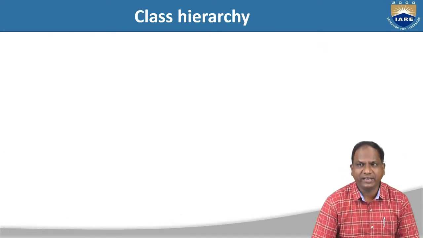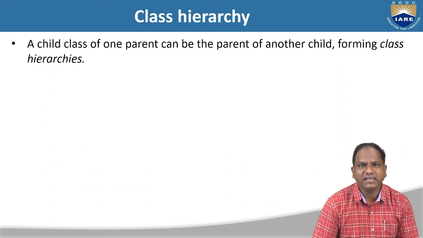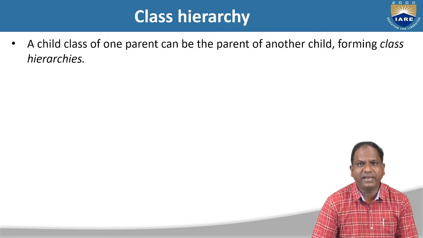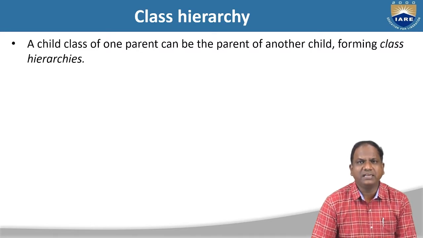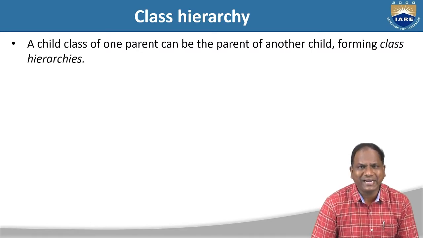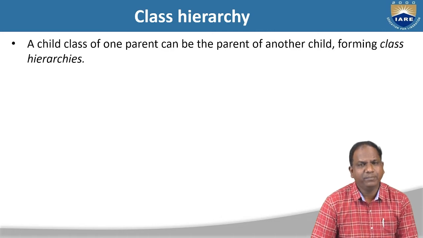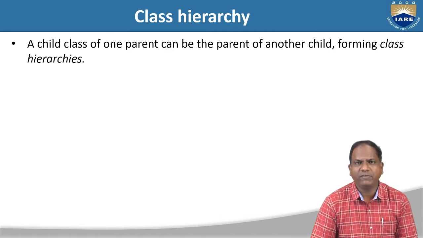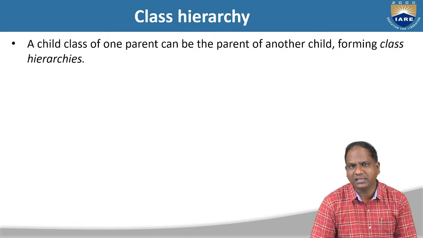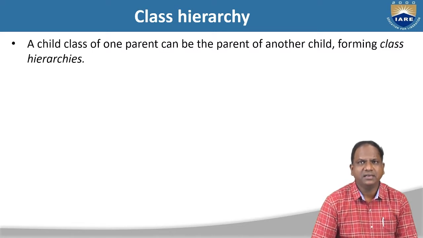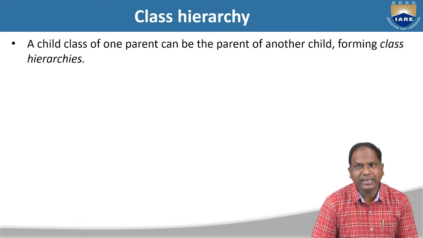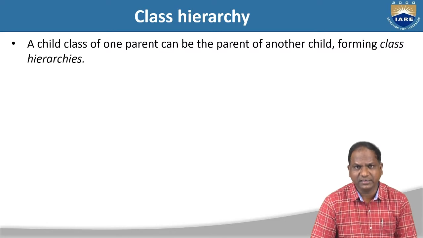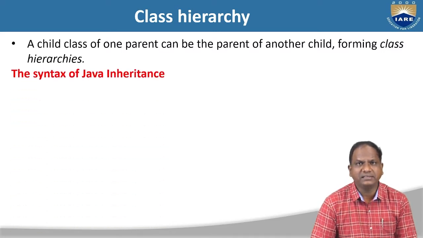What is a class hierarchy? A child class of one parent can be a parent of another child class. That is called a hierarchy. Like the previous multi-level inheritance example, B is acting as a child for A and also as a parent for C. We see this in hybrid inheritance also. So that forms a class hierarchy.